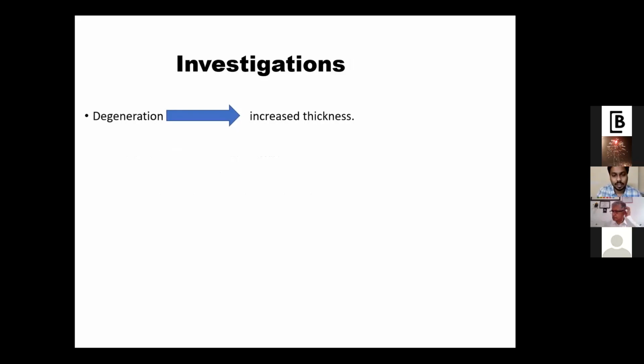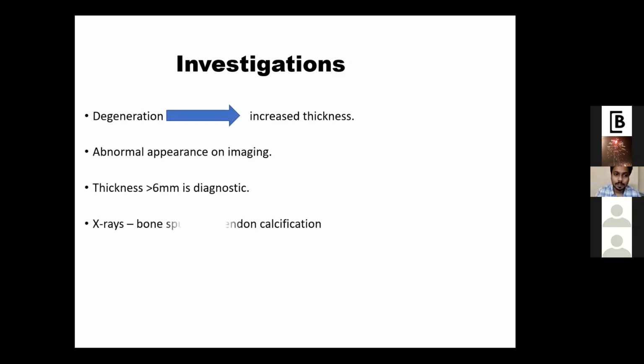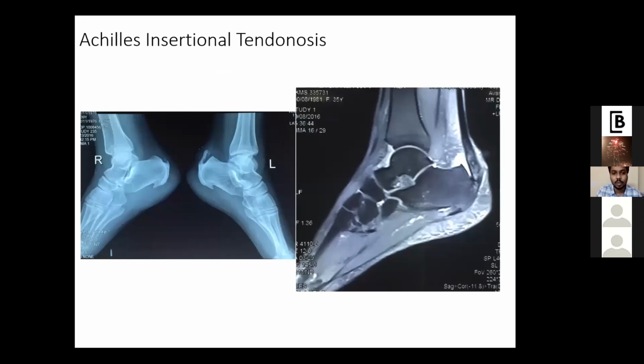Degeneration manifests as increased thickness. So what are the investigations to check for this? There is an abnormal appearance on MR imaging. Thickness, which we typically check in the axial cuts, greater than 6 mm is diagnostic of Achilles tendinopathy. X-rays may show bone spurs and tendon calcification. Remember, bone spurs are not per se a cause of Achilles tendon disorder, but can be a consequence of it. So it's very important to know the distinction.